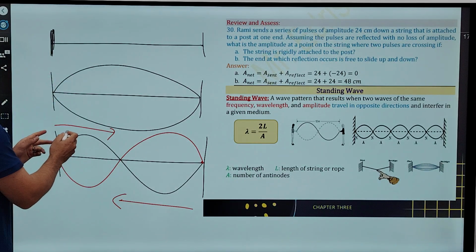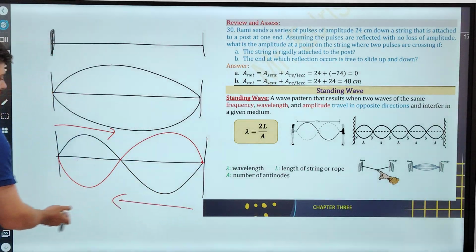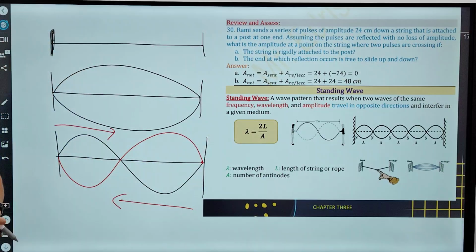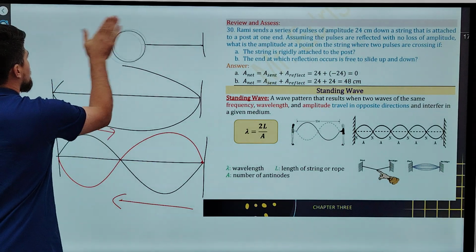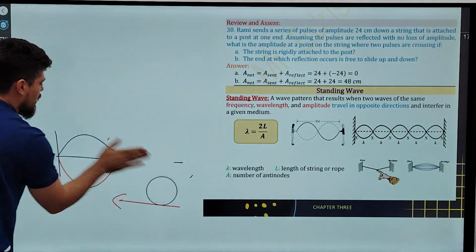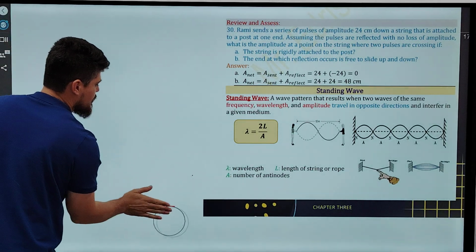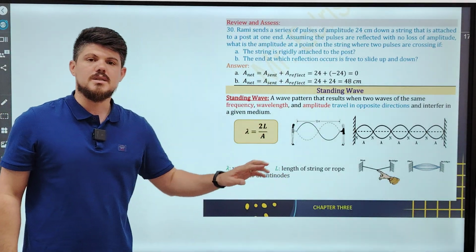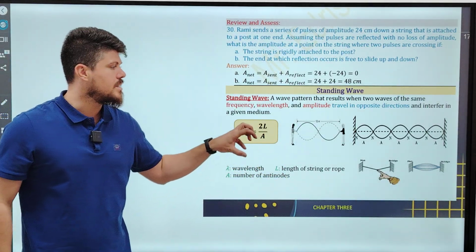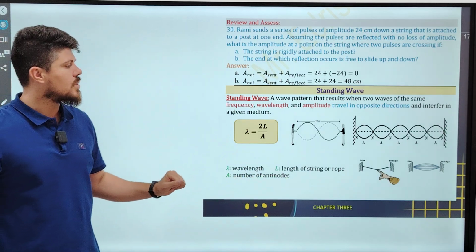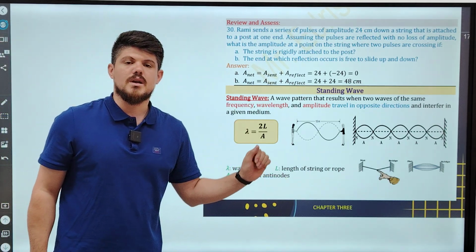but travel in opposite directions. The incident wave is moving to the right, but the reflected wave is moving to the left, opposite direction, and interfere in a given medium. This is a standing wave. For standing waves in a string, we have many different types of standing waves. We will explain in detail in chapter 4, section 3. But in this section 4 in chapter 3, we will only talk about the standing wave in a string.